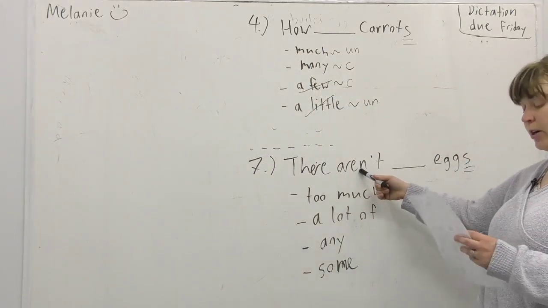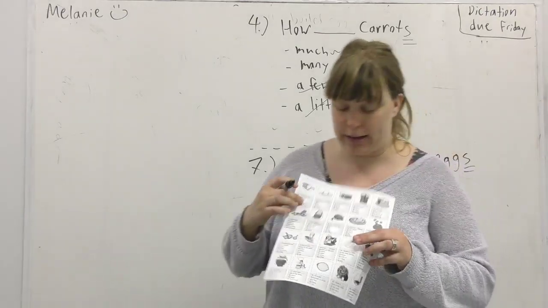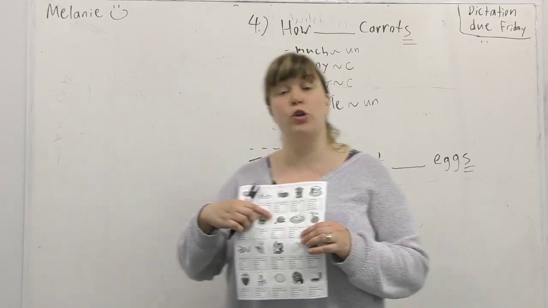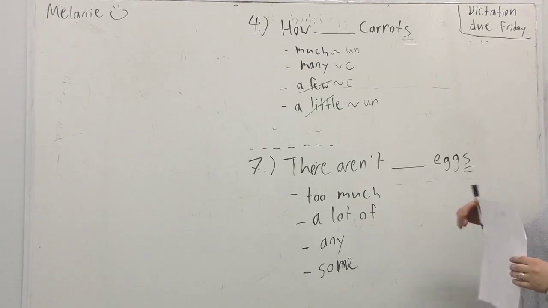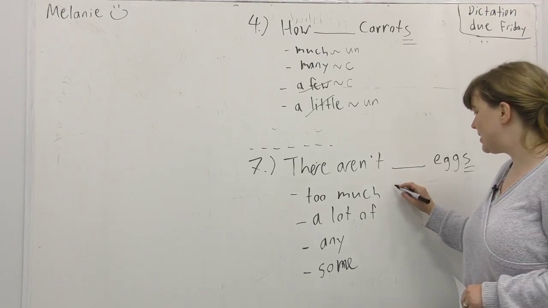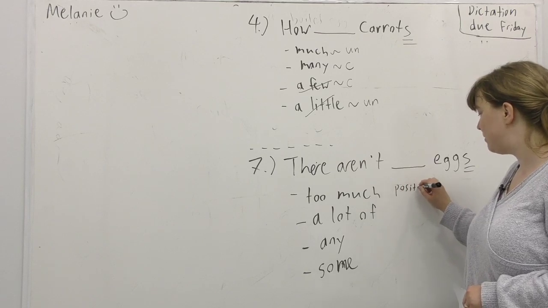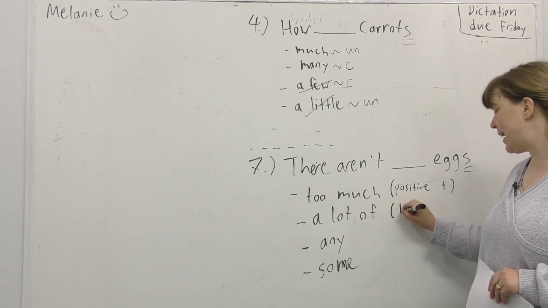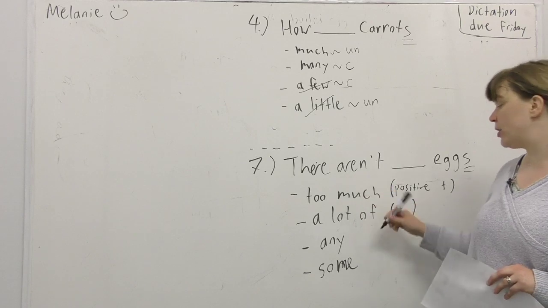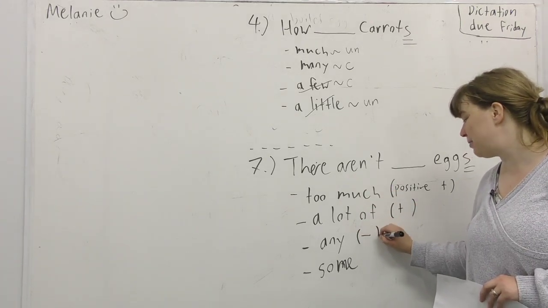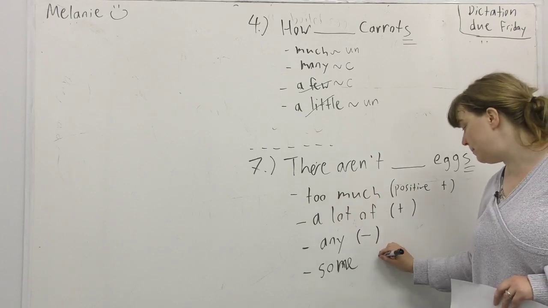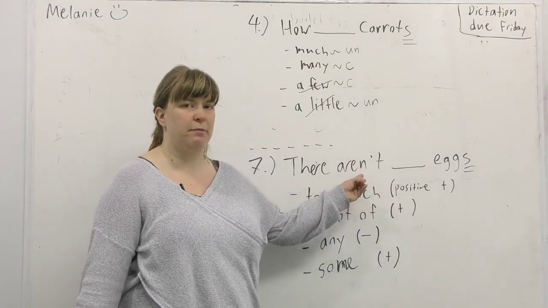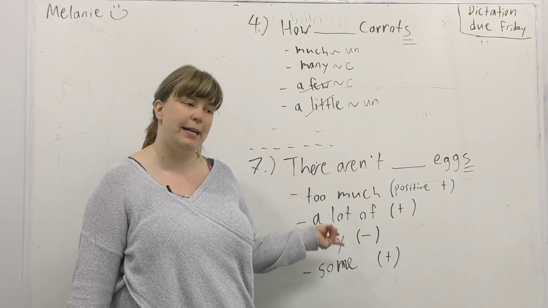So, there are not. If you take a look in here, how many eggs do you see? 0, obviously. There are no eggs in here. So there aren't too much. This is kind of like positive, so I'm just gonna put a plus sign. There aren't. Then again, this is positive. There are not. This is negative. And then there aren't some. This is positive. So are not, this is a negative sentence. So which one do you think it's going to be?